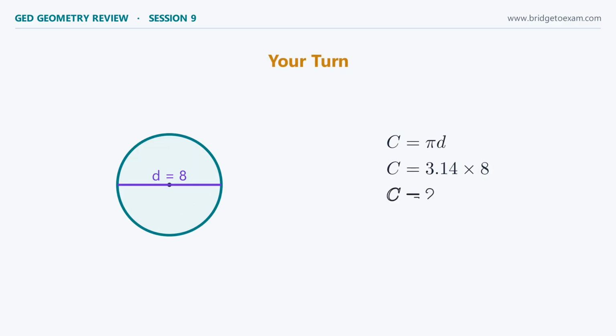A circle has a diameter of 8. Pi times d is 3.14 times 8, which is 25.12 units.